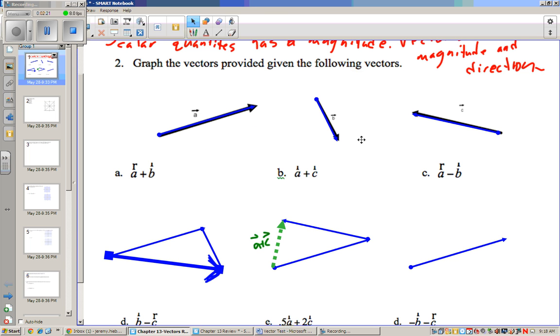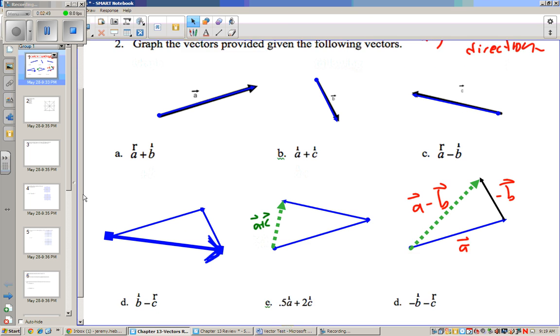A minus b, we're going to take a. At the end of a, we're going to draw a negative b. So negative b is going to go up in this direction, the opposite direction. I'm going to put that at the end of this vector. So I'm going to start at the beginning of a and go to the end of negative b. So this is a, this is negative b, and so this is a minus b.